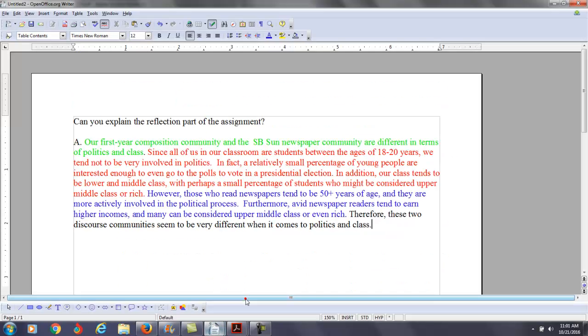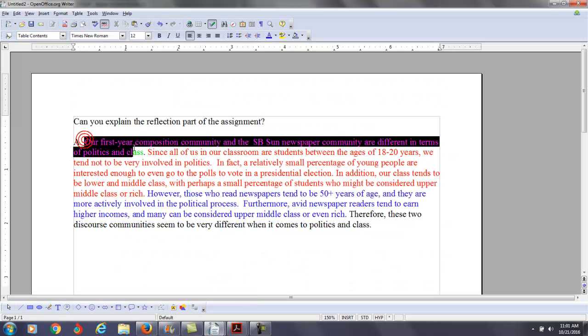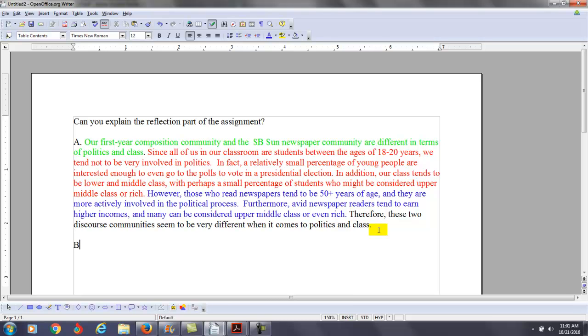So I'll make it easy for you. What if you take this topic sentence, you simply copy it, right? Then you go to B, and let's say that you find some differences here. So different, how about this? Are different when it comes to paragraphing and sentence style. You see what I'm saying?